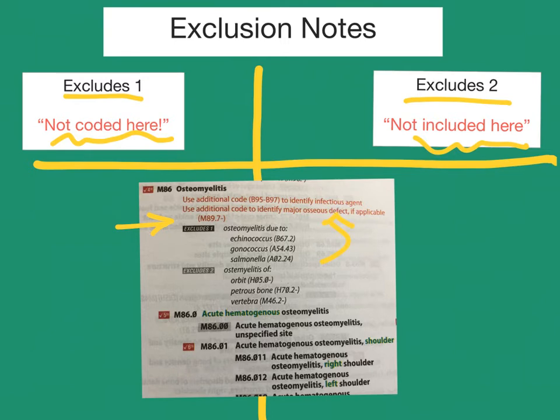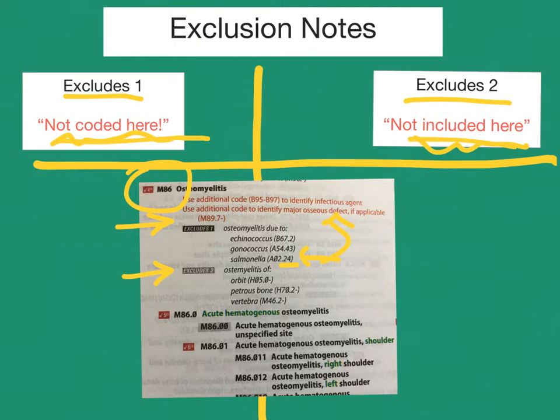So for example, looking at the tabular list here again for osteomyelitis, the code for Salmonella osteomyelitis is not coded here, not coded to category M86. Instead, it would be coded to A02.24. Now let's look at an example of an excludes two note, meaning not included here.